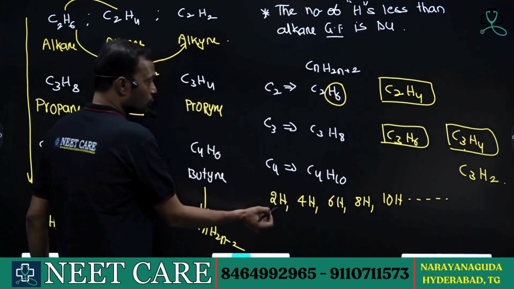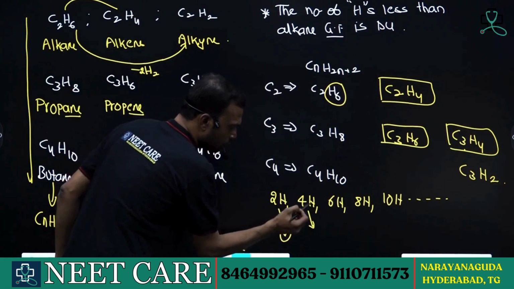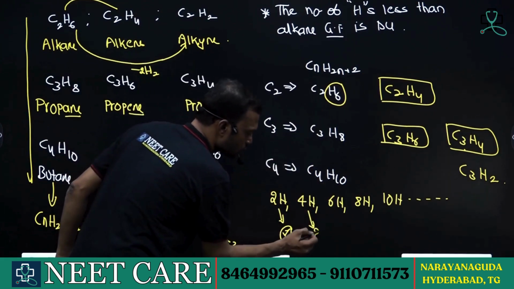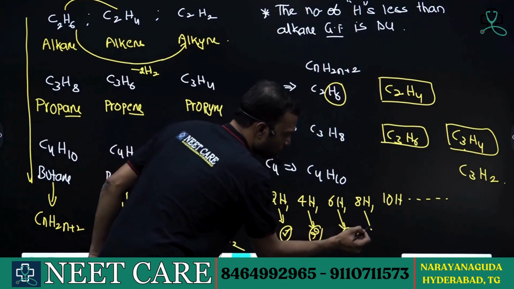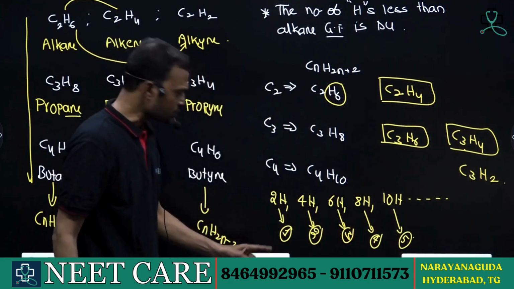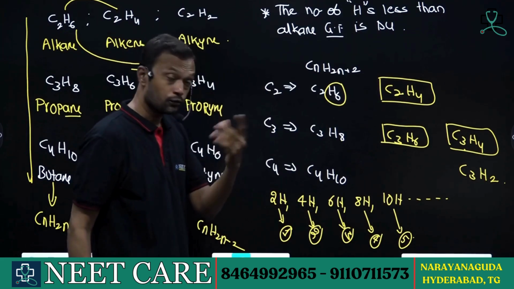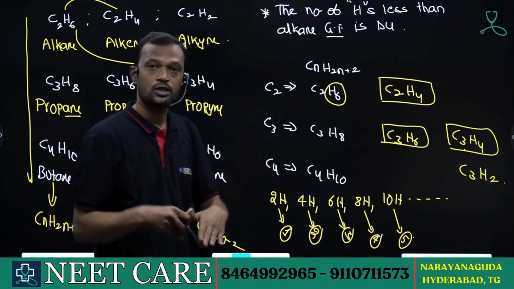If 2 hydrogens are less than the alkane general formula, the degree of unsaturation is 1. If 4 hydrogens are less, the degree of unsaturation is 2. Now it is 3. Now it is 4. Then now it is 5. Like that, so you remember this. This is called the DU number, degree of unsaturation. How much it is unsatisfied. If the DU number increases, the unsaturation ability increases.